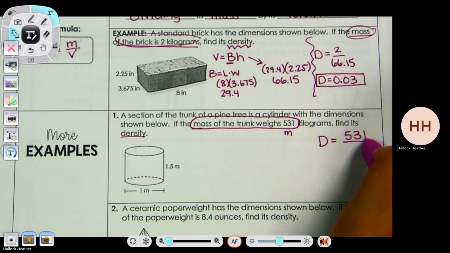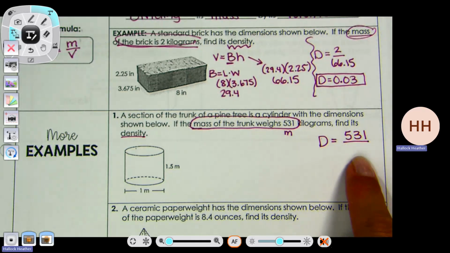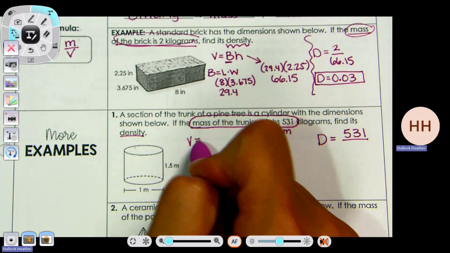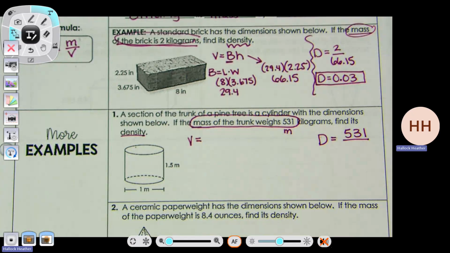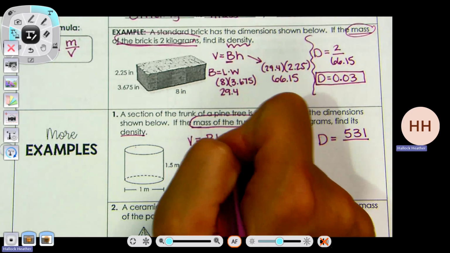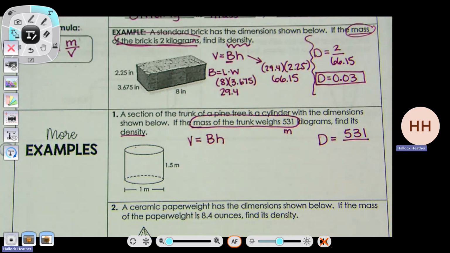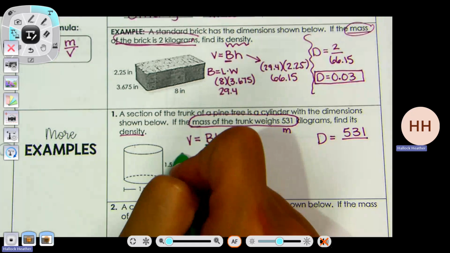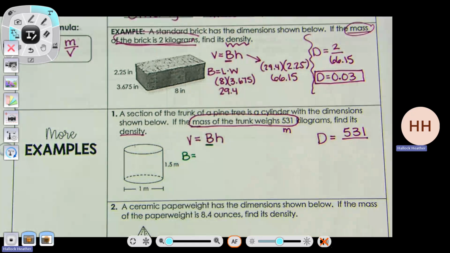What's going to be in the numerator of my formula over here? 531. Do I know the volume yet? No, but good thing Miss Alex taught me how to do that. So we're going to do it over here. Volume equals, now what shape is a tree trunk? A cylinder. So look at your blue sheet. It's big B times H. You will cut the radius or the diameter in half. So you have to find big B first off to the side.